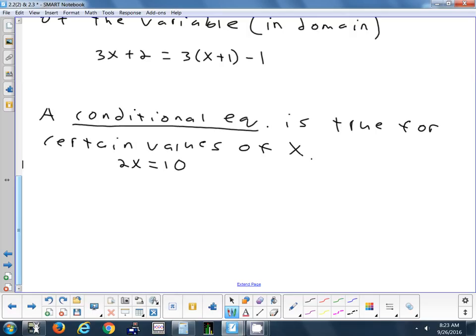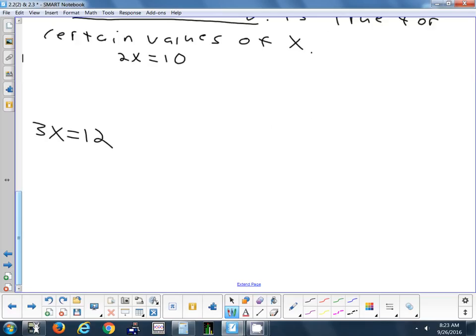Okay, so let's see. How about Rachel? Is this an equation? 3x equals 12. Yes. Yeah, that's a conditional equation, yeah. How about Alyssa, what if I wrote 3 equals 7? Is that an equation? Oh, yeah, it's a contradiction. Yeah, that's a contradiction. Okay, that's an equation, but it's not true.